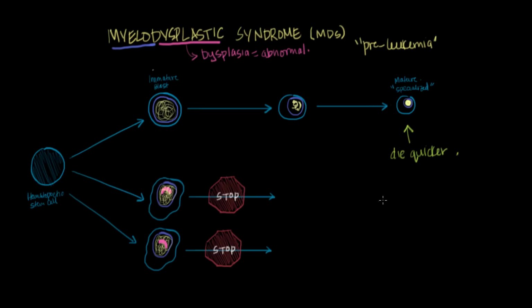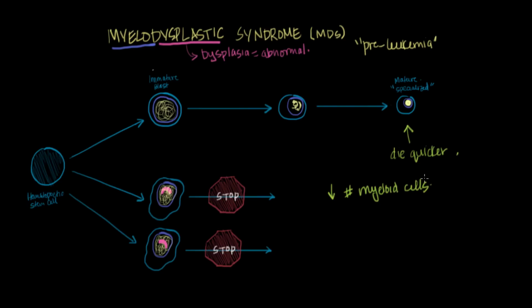And you can imagine that because of these two situations, because of mature cells dying off quicker and immature cells not being able to develop the way that they should, in myelodysplastic syndrome our primary problem is that the bone marrow isn't able to put out as many myeloid cells as it should. So there's a decrease in the number of your myeloid cells.